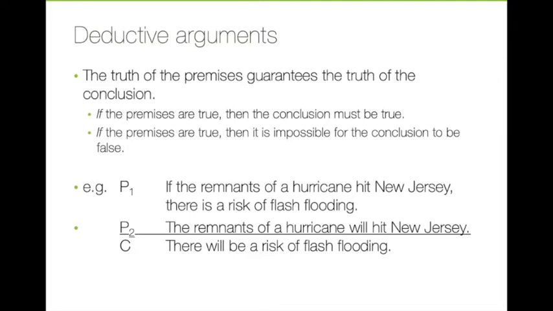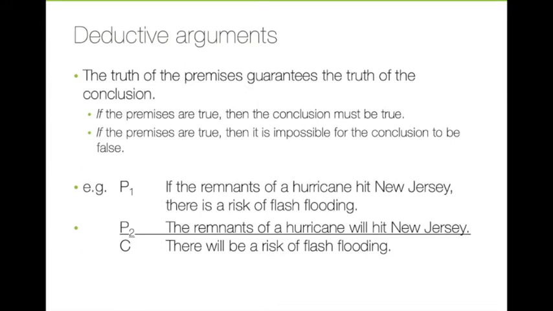It's common to say that good deductive arguments are truth-preserving, because if the premises are true, the conclusion will also be true, preserving the truth of the premises and the truth of the conclusion. So that'll be the case with any good deductive argument. Let's look at this example.